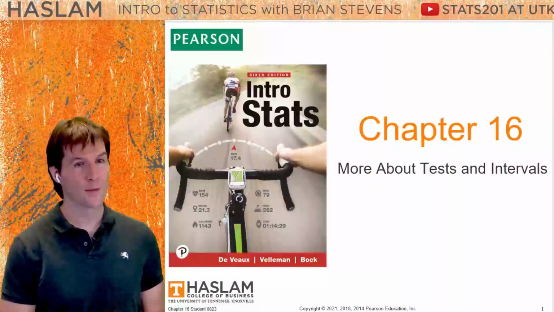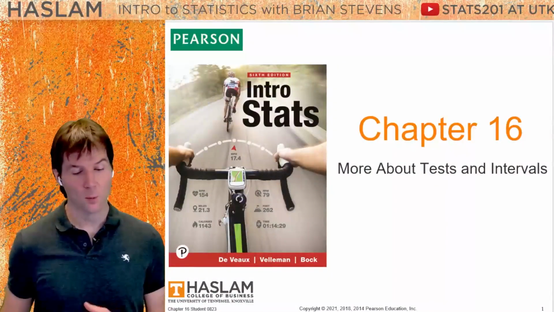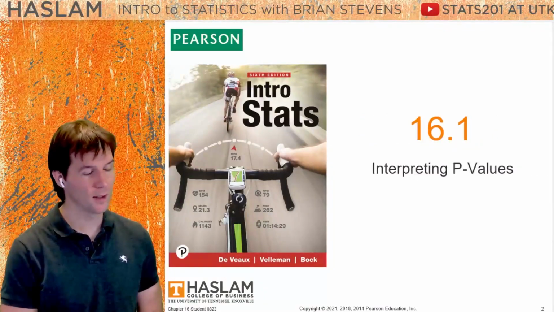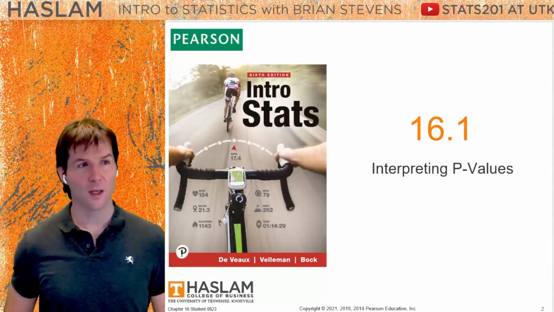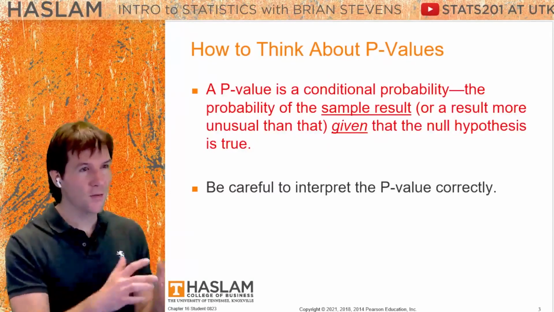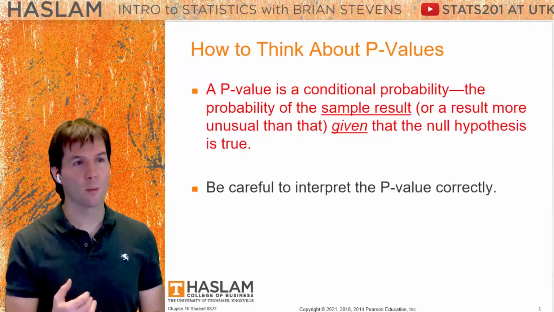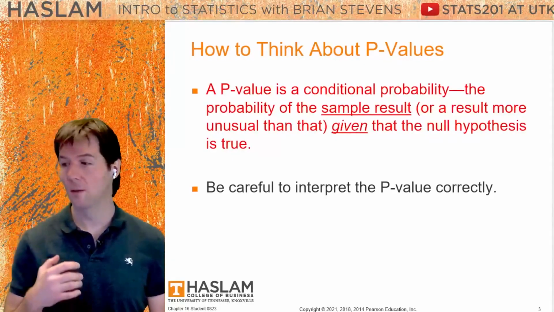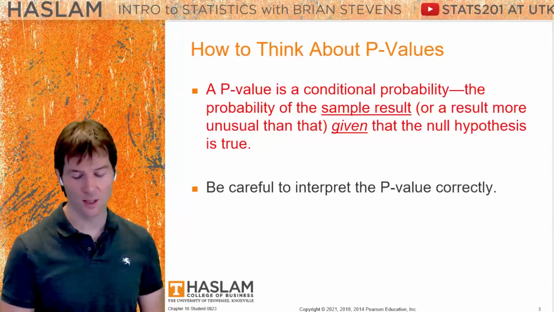Let's go more in depth on tests and intervals. One of the most important things when doing a statistical test is going to be interpreting your p-value. Well, the p-value is going to once again tell us a conditional probability. It's telling us, if the null is true, what is the probability we saw something at our sample result or something more extreme than our sample result.